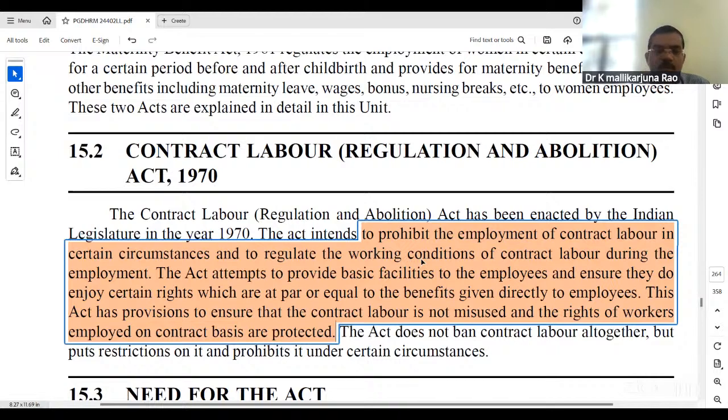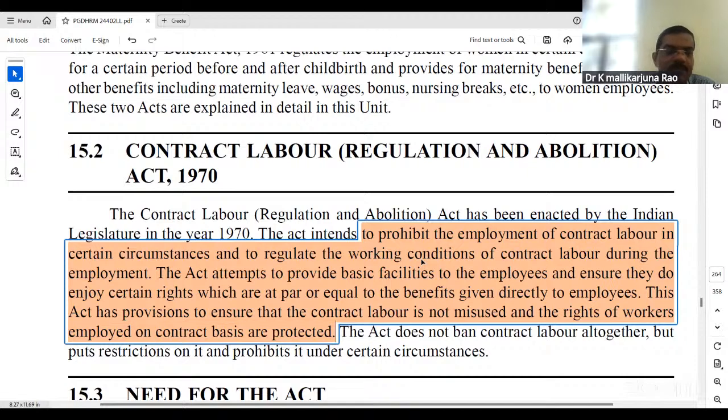The company has to provide equivalent conditions, whether the worker is working under the Contract Labor Act or as other labor, from the point of view of working conditions. The Act attempts to provide basic facilities to the employees and ensure they enjoy certain rights which are on par or equal to the benefits given to direct employees.